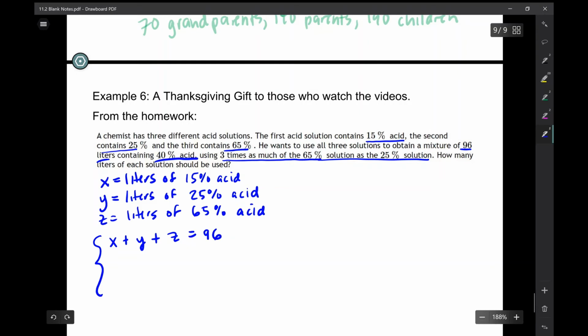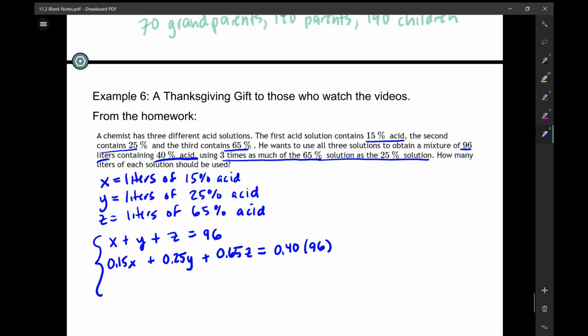That's just total volume. Now we need to think about how much acid is going to be in each one. Well, the X, if we had 10 liters at 15% acid, then 1.5 liters would be acid. So we're going to write an equation that just talks about how much acid is in each one. The first one is going to be 15% of its liters. The second one is 25% of its liters. And the third one is 65% of its liters, Z. And that's going to be equal to its 40% solution in the end. So 0.40 times the total liters of 96.